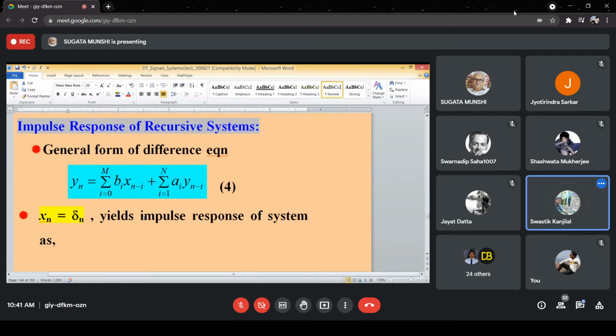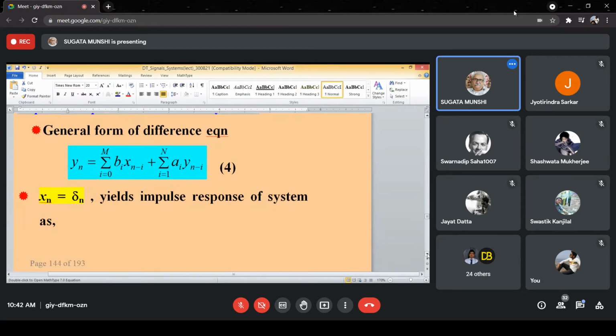Sir, here the first portion of the summation is the non-recursive portion of the output, and the second portion is the recursive portion of the output, right? Yes, sir. Because in the first summation, no term involving previous output samples is present, while in the second term, the previous output samples are present.